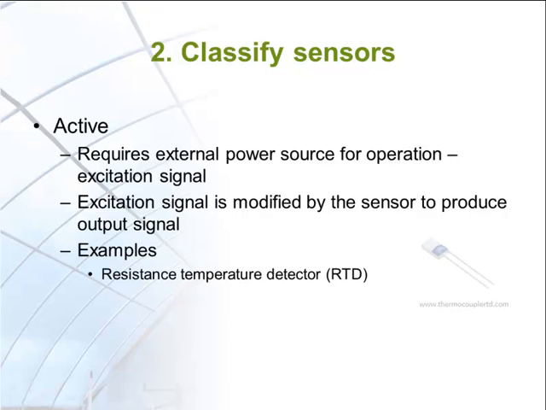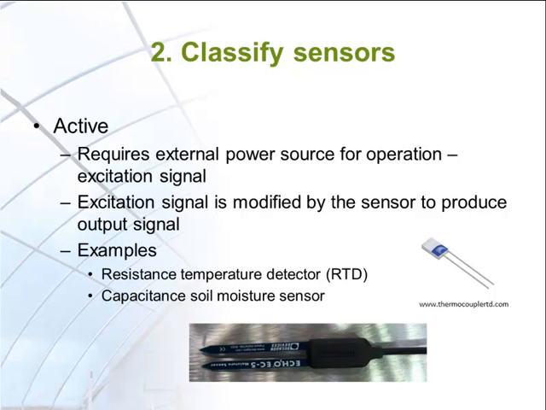Electrical resistance of a RTD is a function of temperature. The resistance of a RTD increases in response to a lower temperature, and the increased resistance results in a lower current output. Similarly, the electrical output of a capacitance soil moisture sensor is affected by capacitance change that is a function of soil moisture content.